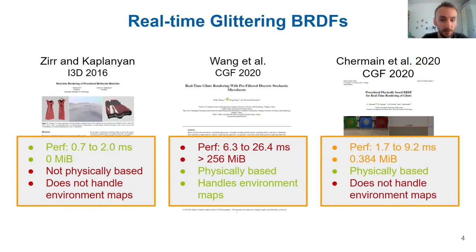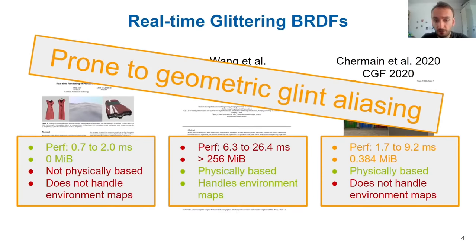Finally, the glittering BRDF of Chermain and colleagues has performance in between these two methods, uses very little memory and is physically based. But as with the Zirr and Kaplanyan method, environment maps are not supported. I refrain from giving my opinion on which of these glittering BRDFs is the best. On the other hand, I can tell you that these three glittering BRDFs are prone to geometric glint aliasing.